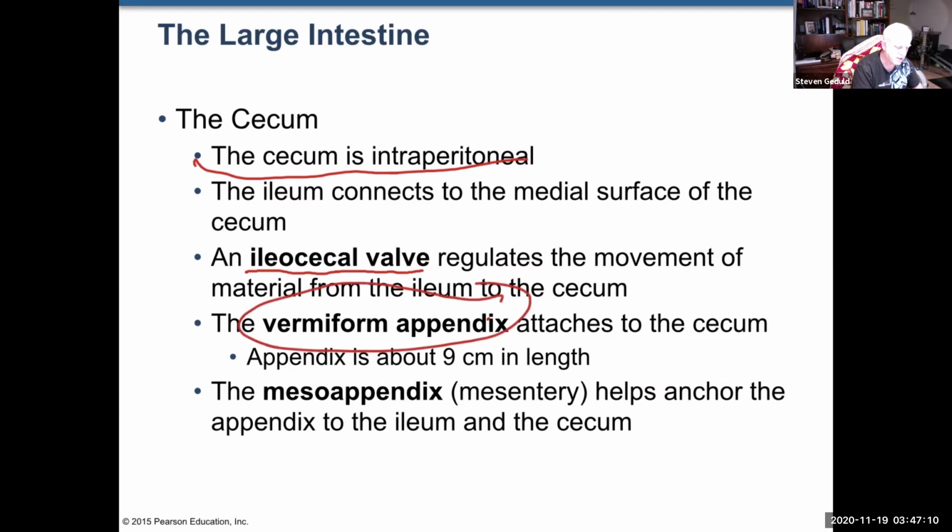The vermiform appendix attaches to the cecum. It's about 9 centimeters long. And the mesoappendix, that's the mesentery, anchors the appendix to the ileum and the cecum. It holds the appendix in place.